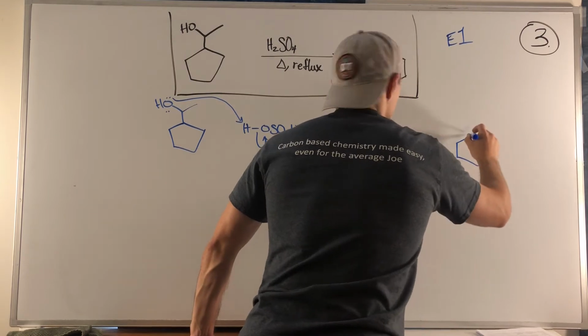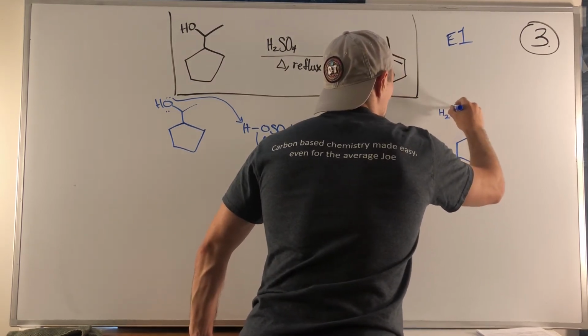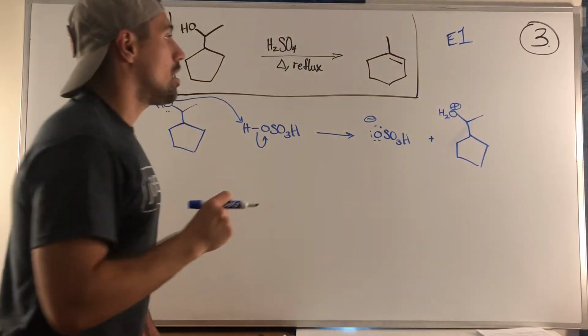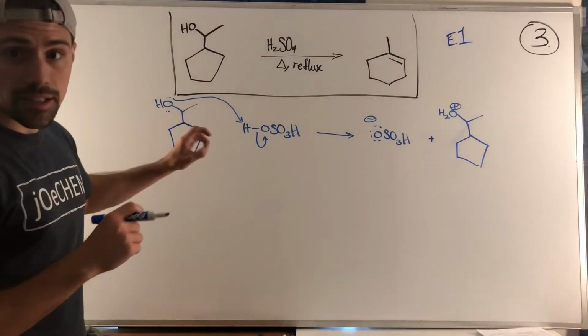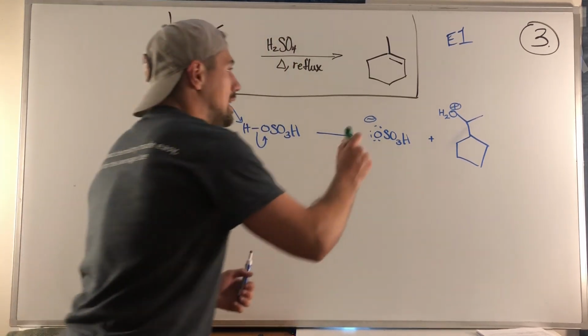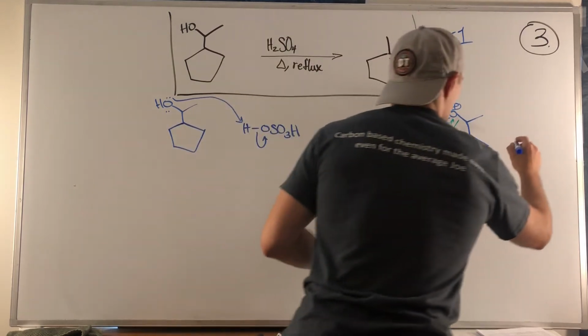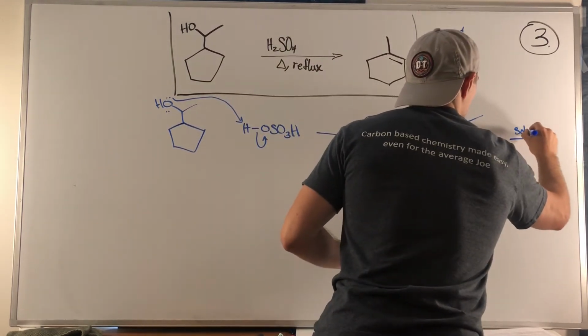We have our substrate, which now has a good leaving group. We have water, we have a plus charge on the oxygen. We went from hydroxide being our leaving group to water being our leaving group. So at this point, we can actually have solvolysis occur. This will go ahead and leave. I'll abbreviate that, solvolysis.